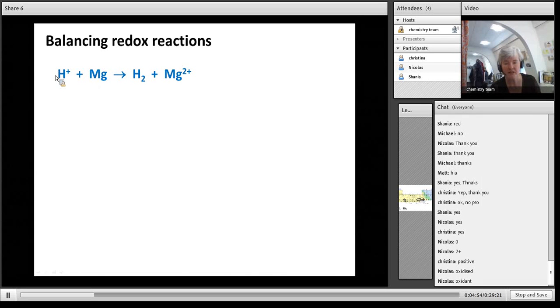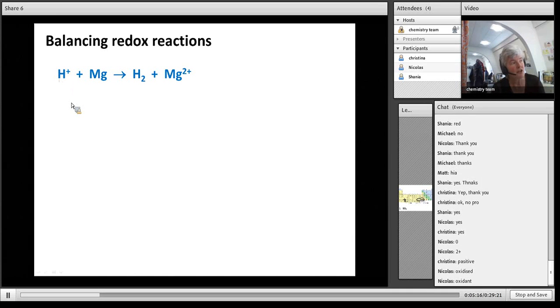The reductant and the oxidant are reactants, so they always have to be on the left-hand side. And it's what they do to the other one. So this is the oxidant, because it's taking electrons from the magnesium. It's making magnesium lose. Magnesium is the reductant, because it's making the hydrogen ions gain.